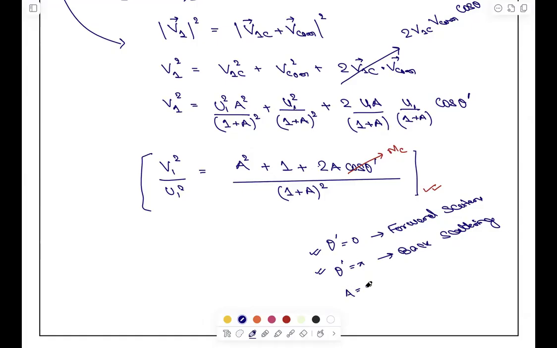We also know that if A is equal to 1, that means if the nucleus is hydrogen, right? So here we can have the maximum velocity transfer. We know that in elastic collision, if the particles are identical or have the same masses, if one is coming with V, the other is at rest.